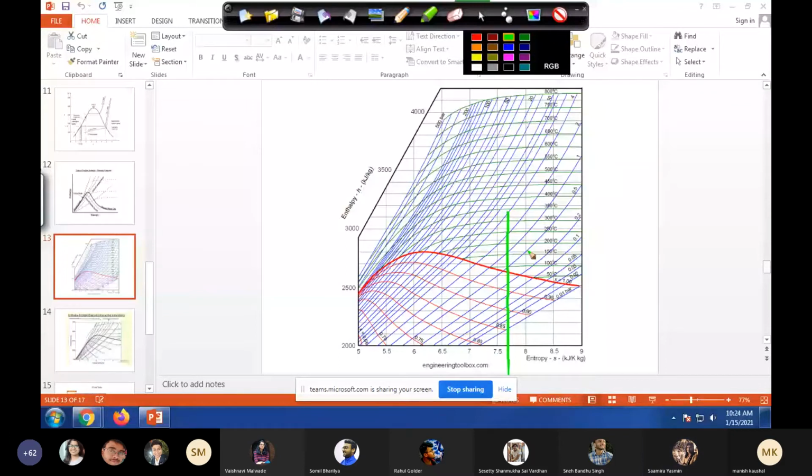Samira. Okay. So I have taken a constant entropy line. Okay, this vertical line. Fine. Okay. Let me see if I can answer. Now, if we increase the pressure, then what is happening on these HS diagrams?